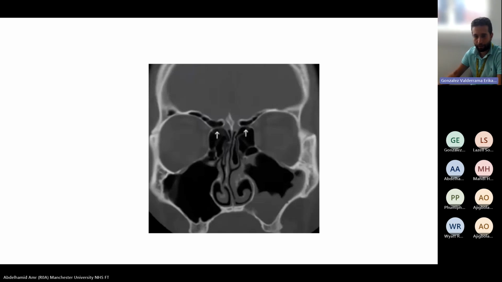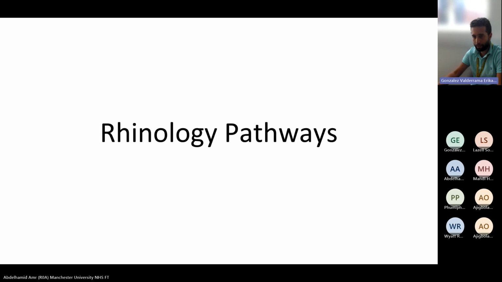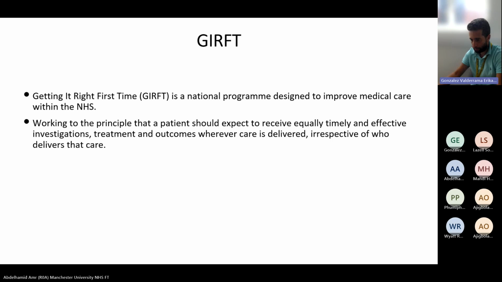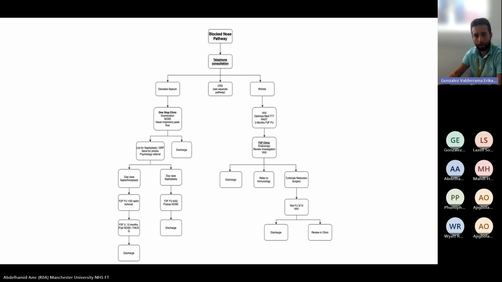All right, let's look at the pathway. So this is the first part of the presentation. Let me show you the pathways. As I mentioned, this was part of the GIRFT pathway. Can you see that clearly? So we've developed two pathways: the blocked nose pathway, for patients coming in with a blocked nose, and patients coming in with chronic rhinosinusitis, because it's slightly different management. So this is what's going to be implemented in the next month, hopefully, at MRI.